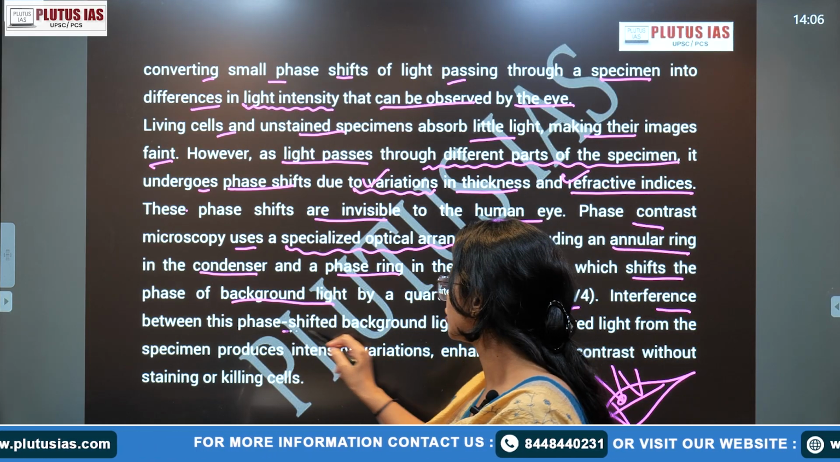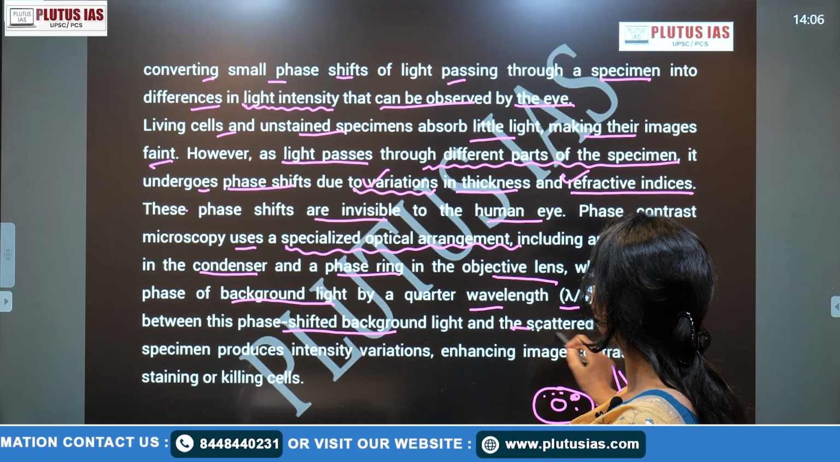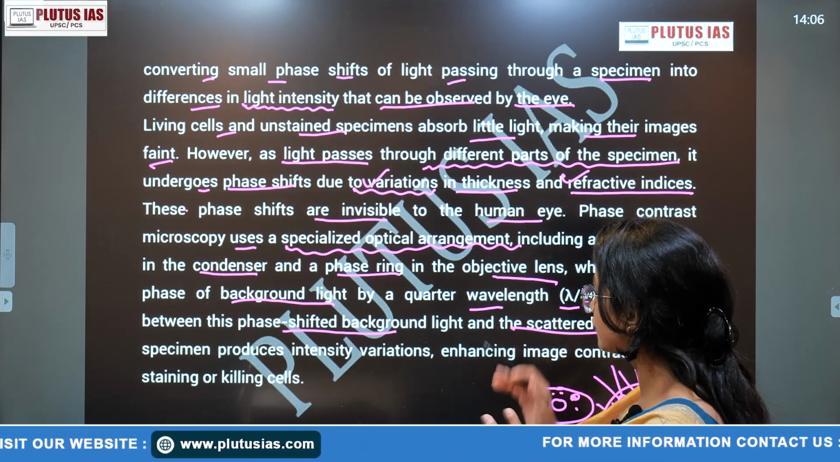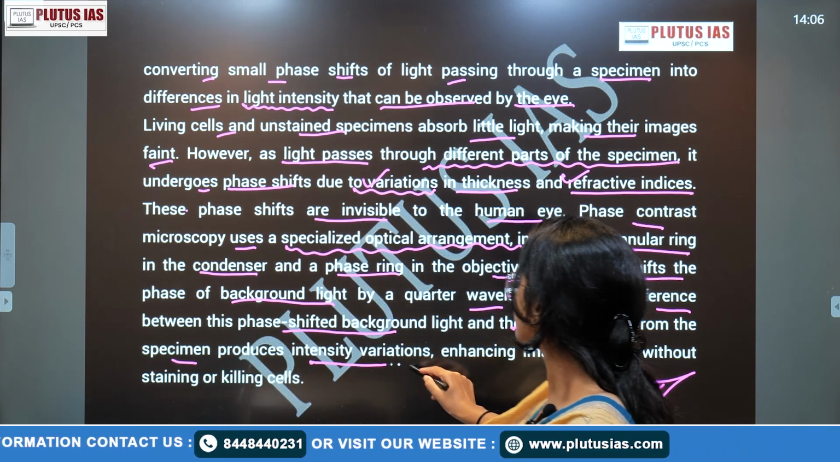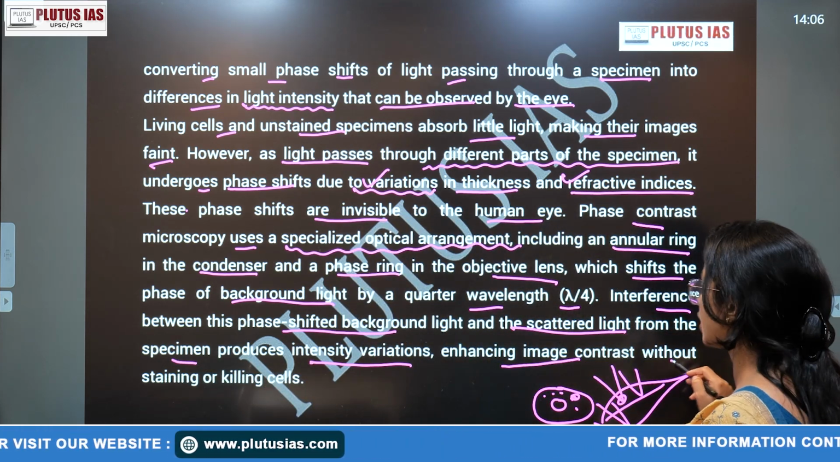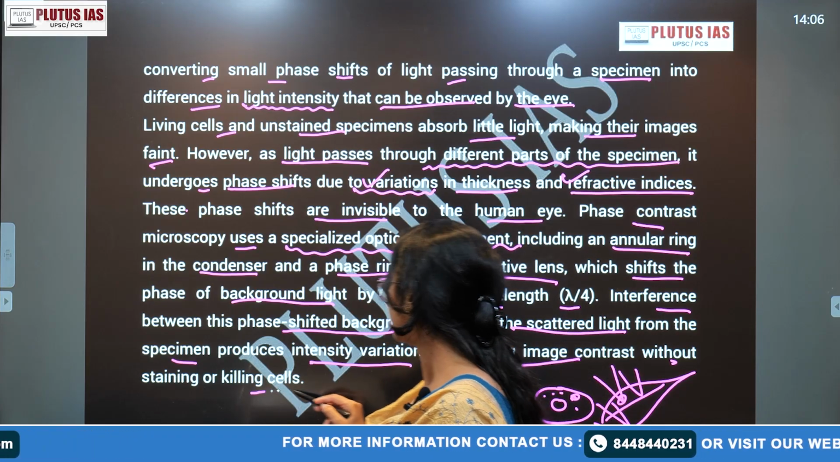Interference between this phase-shifted background light and the scattered light from the specimen produces an intensity variation, enhancing the image contrast without staining or killing the cells.